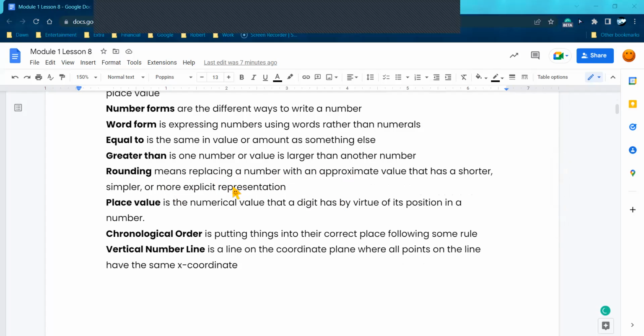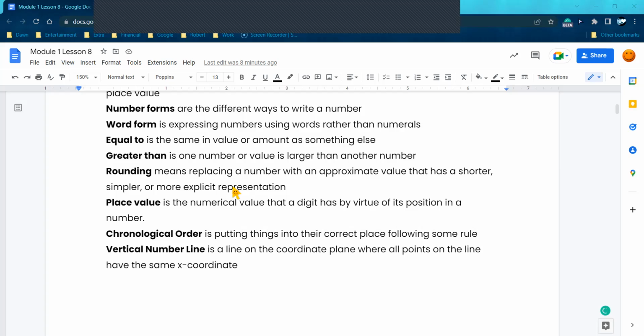So the one thing I'm going to link down in my description is this song that I found on YouTube called We Will Round You. It has a great chorus where the beat is to We Will Rock You of Queen, and it tells you exactly how to round.